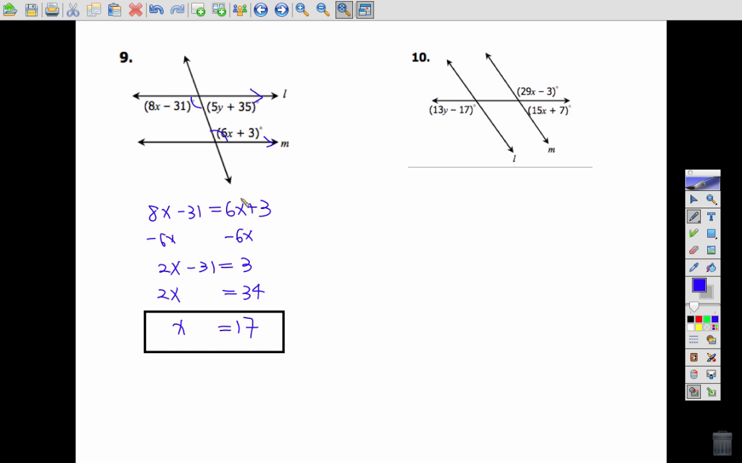So now that you know what x is, let's see if I can do what y is. Well, there are several ways of doing it. One way is to plug the x back in there. Then you find out this angle. So it will be 8 times 17 minus 31, which gives me this angle on the left here, right? But that angle plus 5y plus 35 should equal 180 because the two angles are, what do we call them? Linear. They're a linear pair. So that's what helps you there.